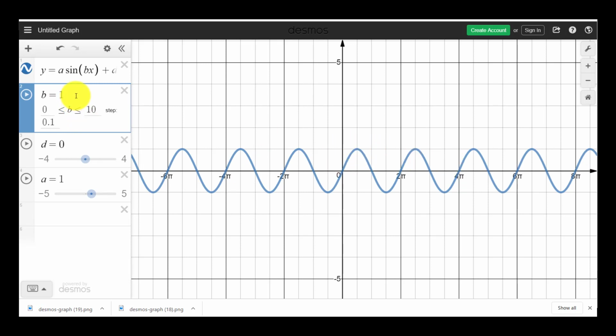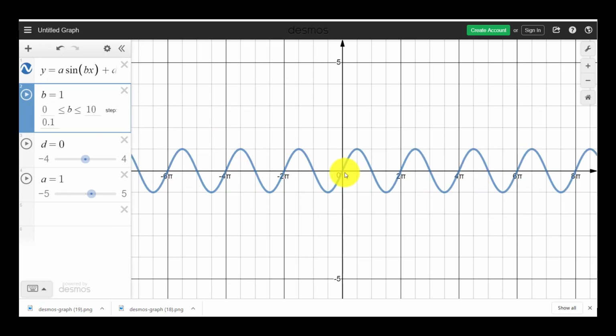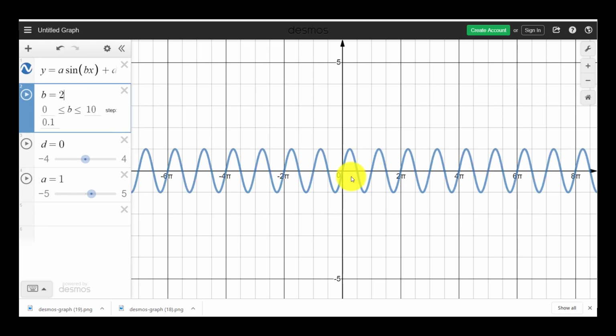But our b has an effect on the horizontal, and it's a compression or expansion factor. So again, it's a dilation, but it actually dilates opposite to what you'd expect. So if I change b to 2, it's actually compressed it by a half. If I have b as 1, I get one full repetition of the curve from 0 to 2 pi. Now when b is 2, I get one full repetition of the curve between 0 and pi, and I get two full repetitions at 2 pi. So 2 just increases the number of repetitions.